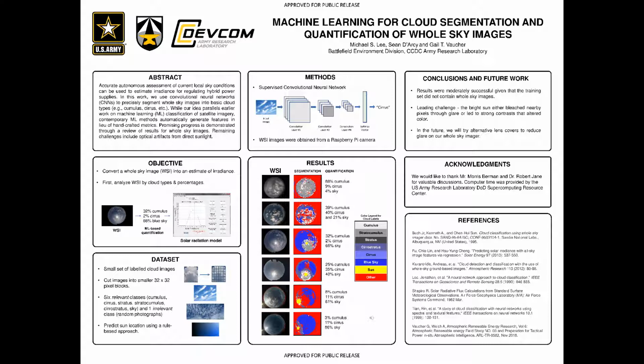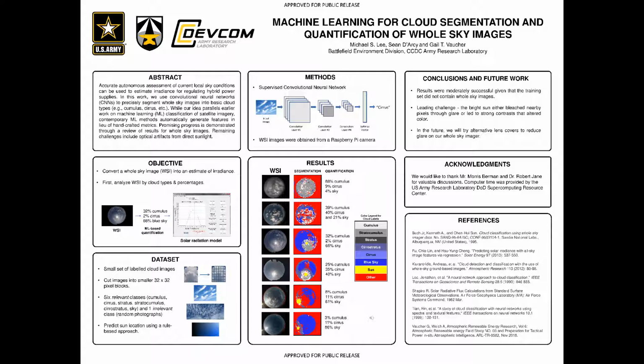The objective of our project is to convert a whole sky image into an estimate of solar irradiance. First, though, we analyze a whole sky image by cloud types and percentages. These cloud types and percentages are fed into a solar irradiance model, first developed by Shapiro in the early 80s and later refined by researchers at the Army Research Laboratory.